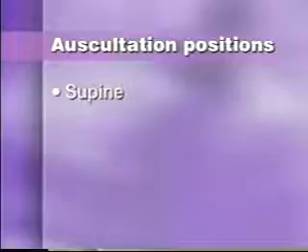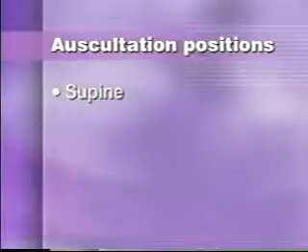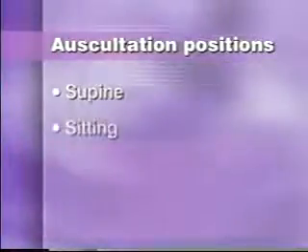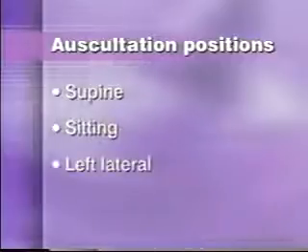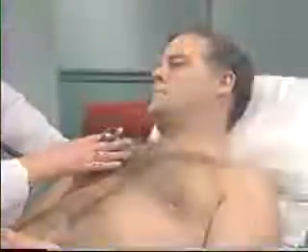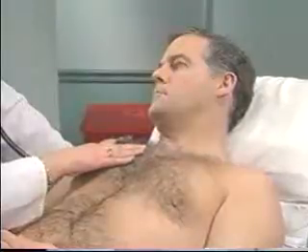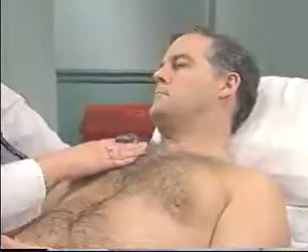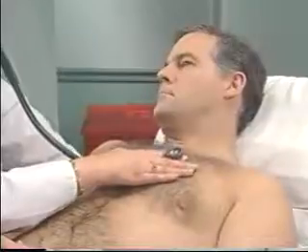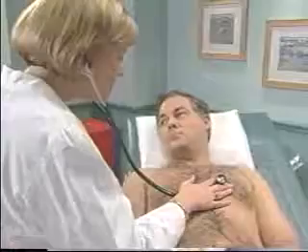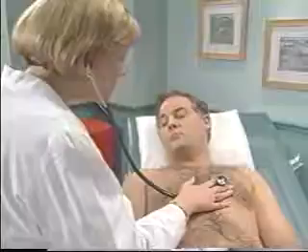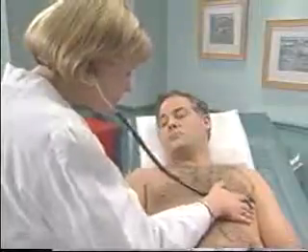Now auscultate for heart sounds with the patient in 3 positions: lying on his back with the head of the bed raised 30 to 45 degrees, sitting up, and lying on his left side. Auscultate the heart at the right second intercostal space close to the sternum, along the left sternal border in each intercostal space from the 2nd through the 5th intercostal spaces, and at the apex.